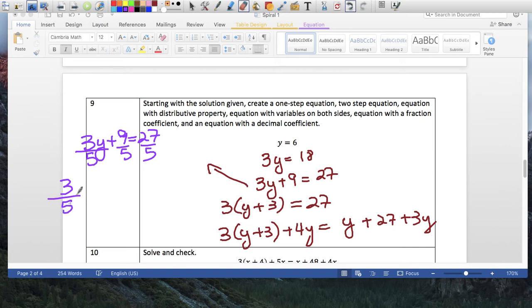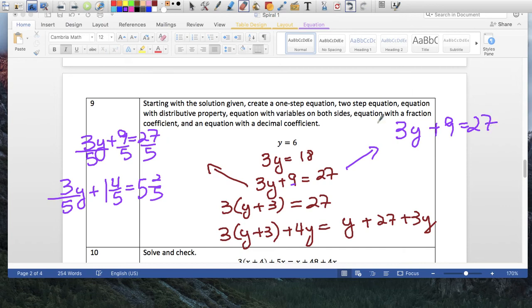I would get 3/5 y, there's no simplifying to do there, plus 9 over 5, I'm going to change that to a mixed number. 5 goes into 9 one time, 4 left over, so 1 4/5. And 27 over 5 is 5 2/5. So there is my equation with a fraction. Okay. I'm going to take the same equation and change it to an equation with decimals. So here's my equation.